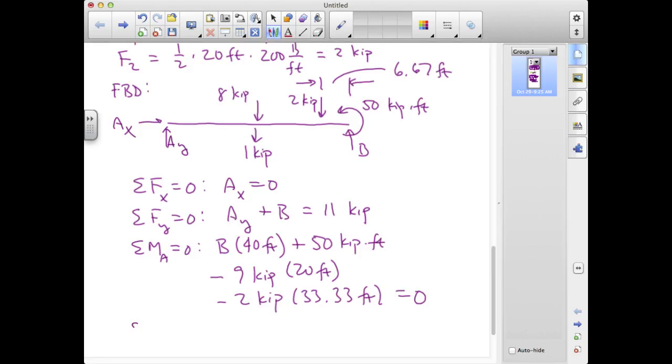And if we solve that, we can get B directly from the moment equation and then plug that back into vertical force equilibrium to get A sub y. We end up with B is equal to 4.92 kip, and AY then is equal to 6.08.